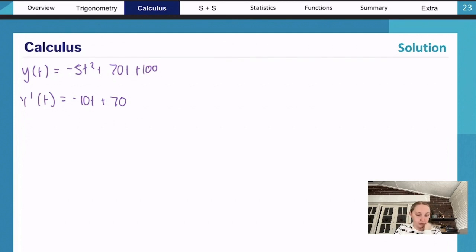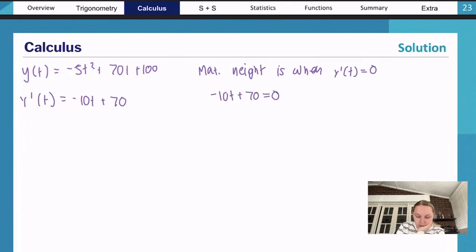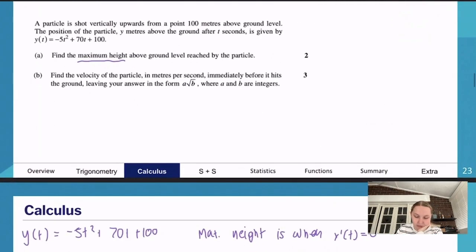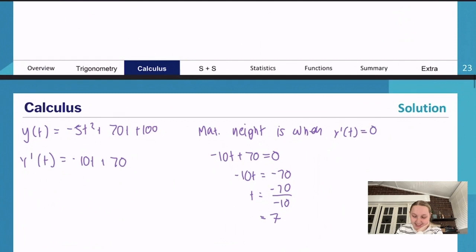And then all we need to do is, max height is when y dash t is equal to 0. Okay, so then we're going to get minus 10t plus 70 is equal to 0. So minus 10t is equal to minus 70. So then t is equal to minus 70 over minus 10, which is equal to 7. Okay? And then we need to find y(t) when t is equal to 7.